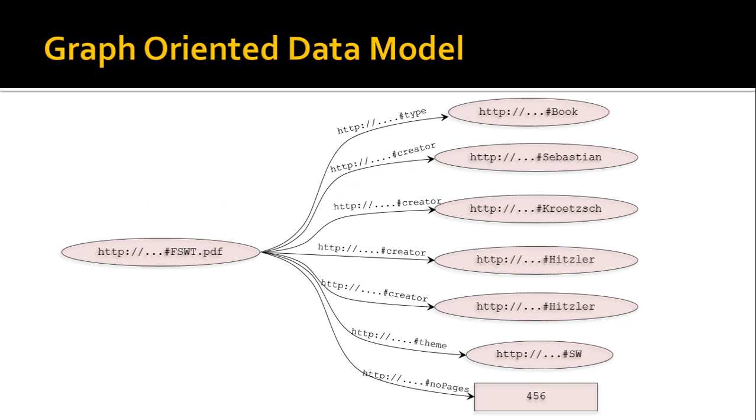Now the next task is to model this in a graph, and as we have triples, we can easily model them as a graph. So this is the kind of entity that you are going to describe, and the predicates become the relations or the labels of the edges, and the objects become the nodes, right? So one example is like this: fswt.pdf, which is your resource which you are describing, has a type, or is an instance of a concept called book. It has a creator like Sebastian Rudolph and so on and so forth. So basically we are representing them in the form of a graph.